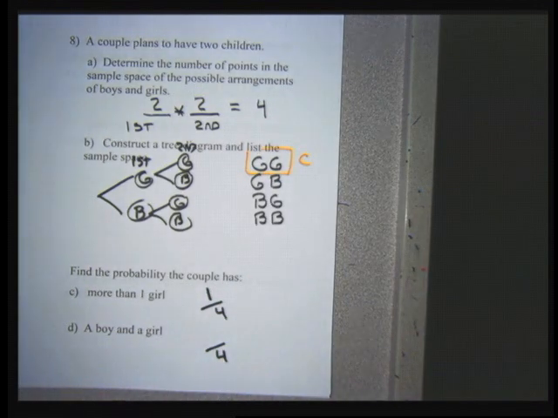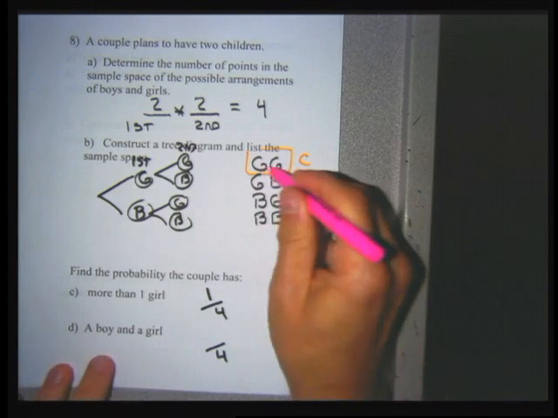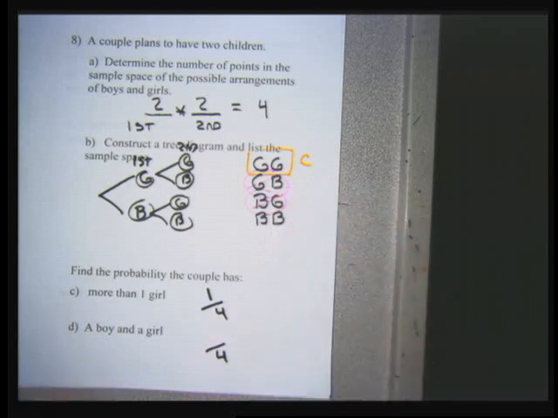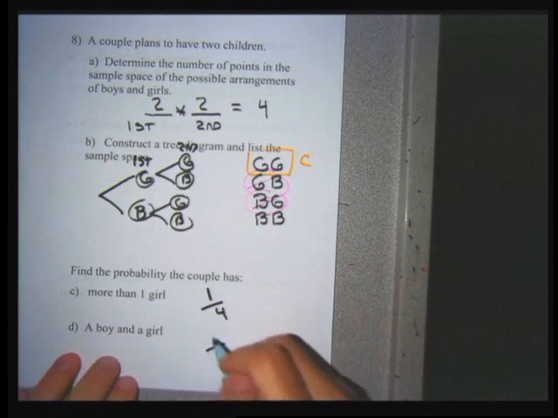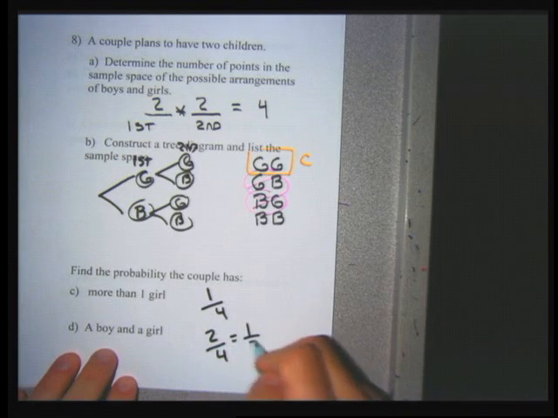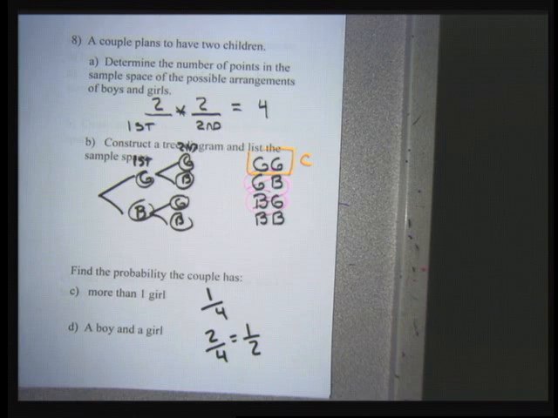For part D, I want to count the ones that have a boy and a girl, and that are those two. The second and the third items in my sample space have one boy and one girl. So that's going to be 2 over 4, and probabilities, we show them as reduced fractions. So that's going to be 1 over 2.